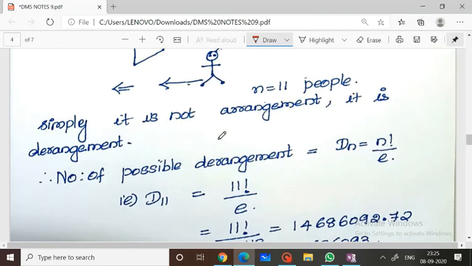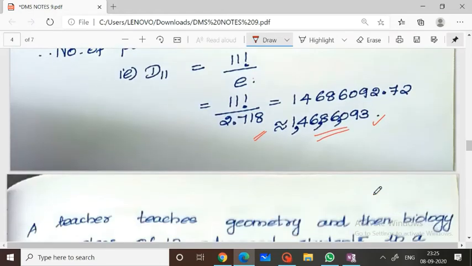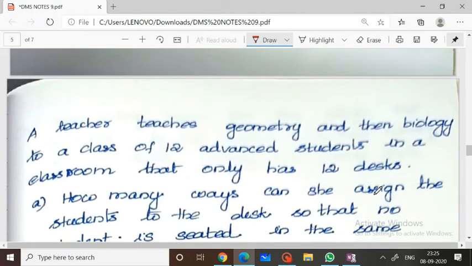So the number of possible derangements is equal to, applying the formula, d11 is equal to 11 factorial by e, that is equal to 11 factorial by 2.718. You can write it as it is, or you can use the calculator and write the answer. So this is the next case. Now we shall move on to the next question.